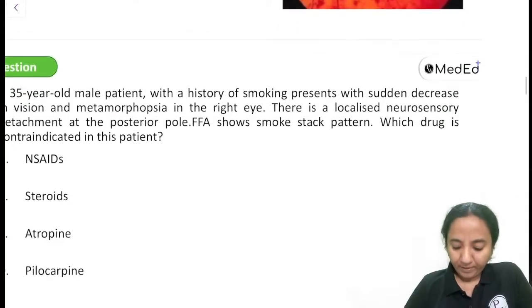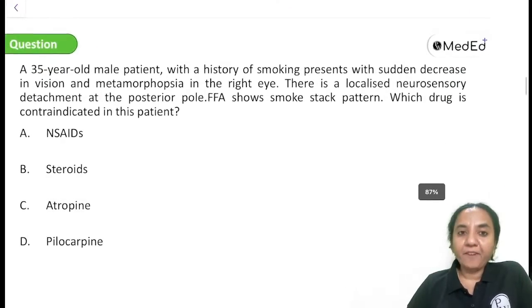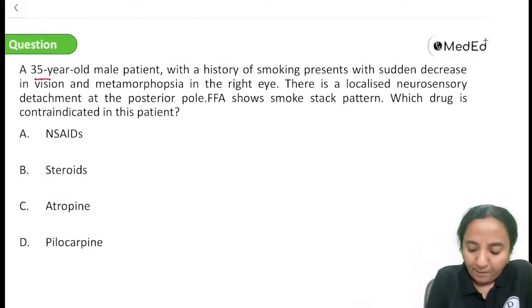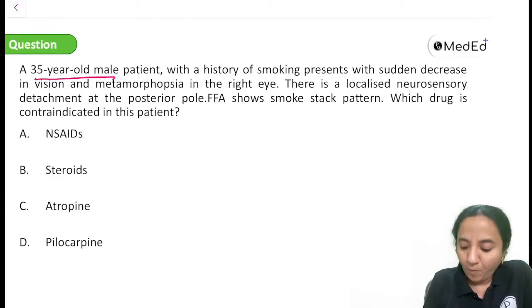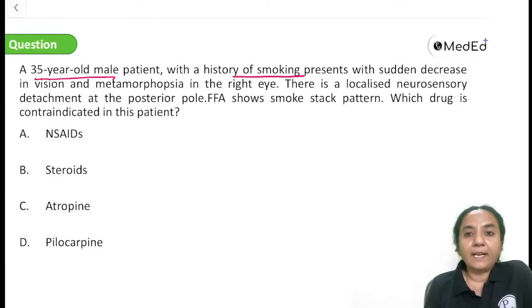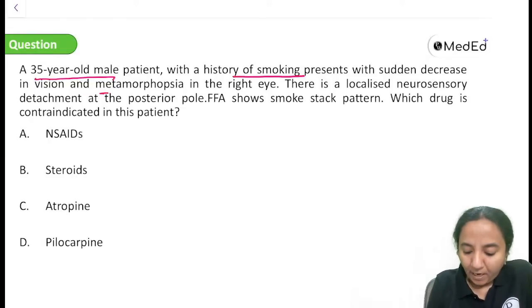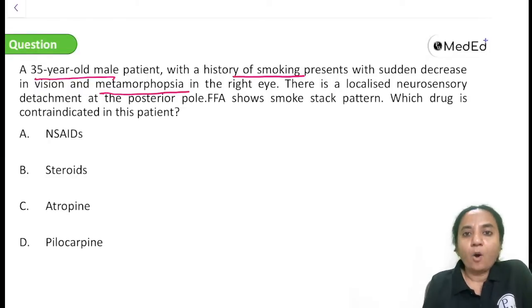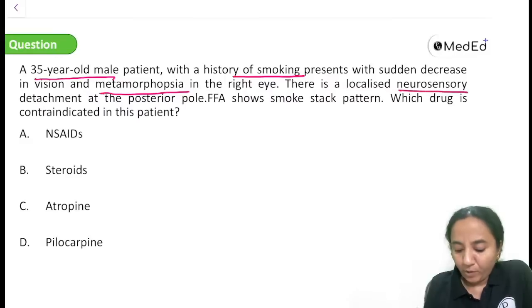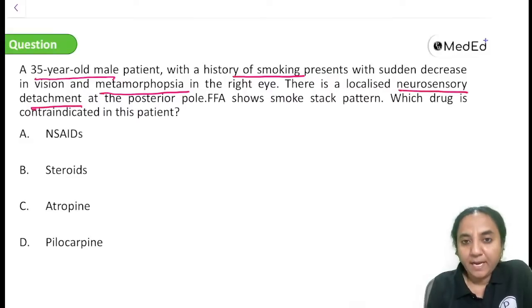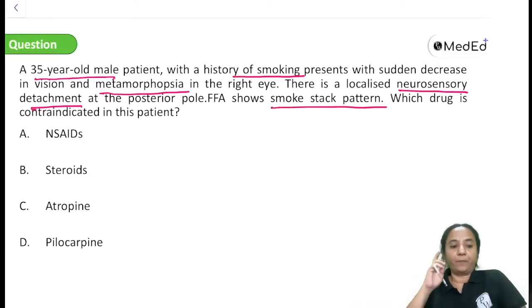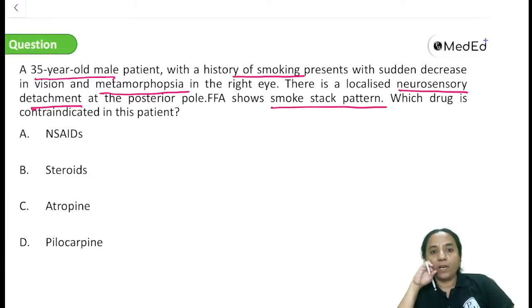Chalo, next question. A 35-year-old male patient, meaning young male patient, history of smoking. There is a sudden decrease in vision and metamorphopsia. On examination, there is a localized neurosensory detachment. And if you do an FFA, it shows smokestack pattern. So see, what are the key words in the question?